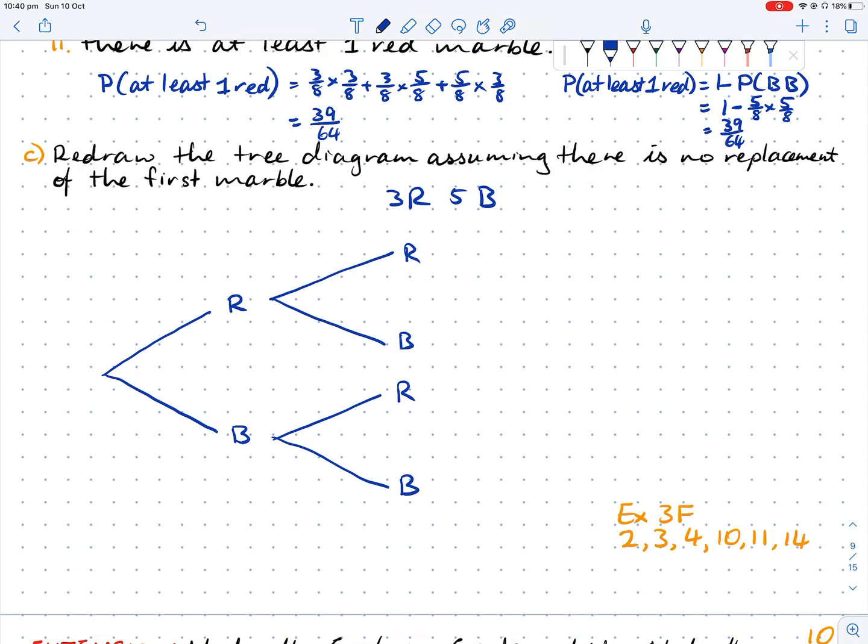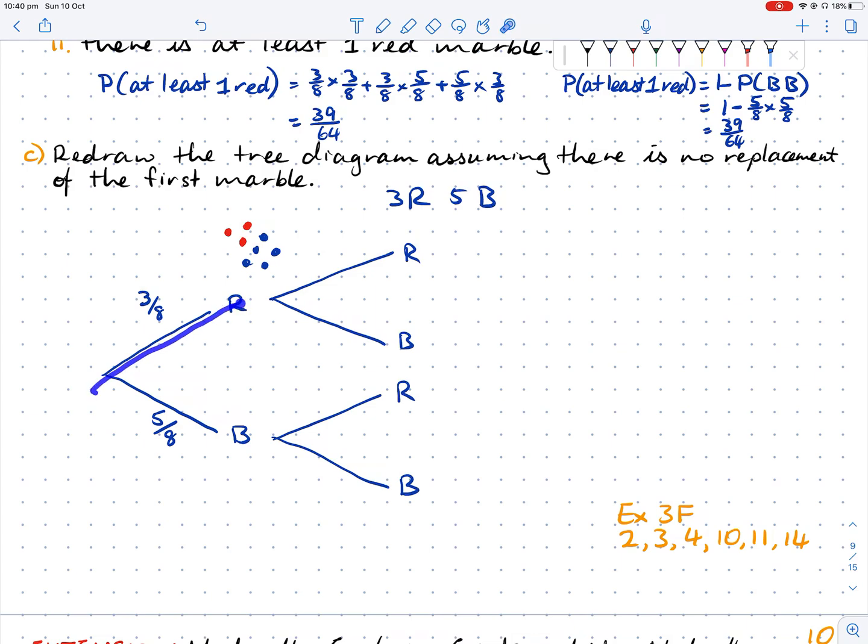Now, with your first draw, it's still going to be the same as what we did before. The probability of getting a red is going to be 3 out of 8. The probability of getting a blue is 5 out of 8. But what changes is when we go to our second marble. At the moment, we've got 3 red marbles and 5 blue marbles.